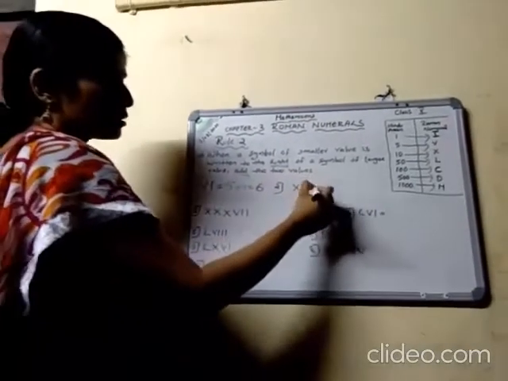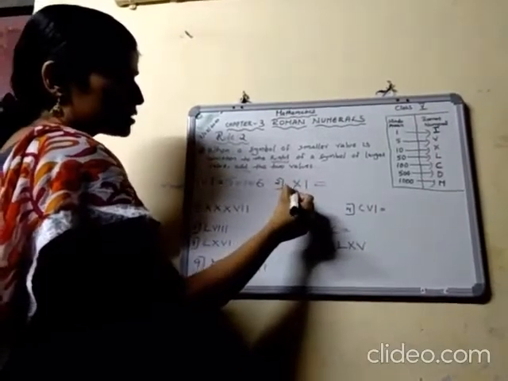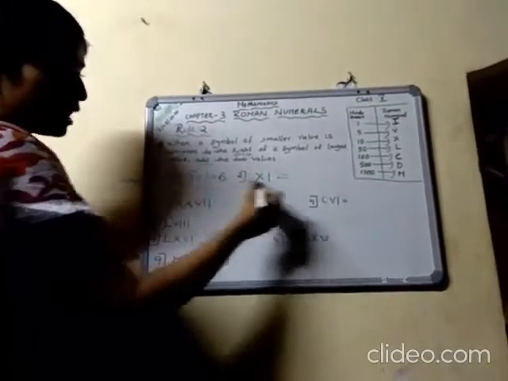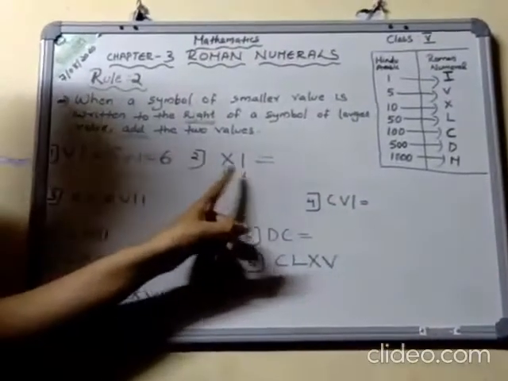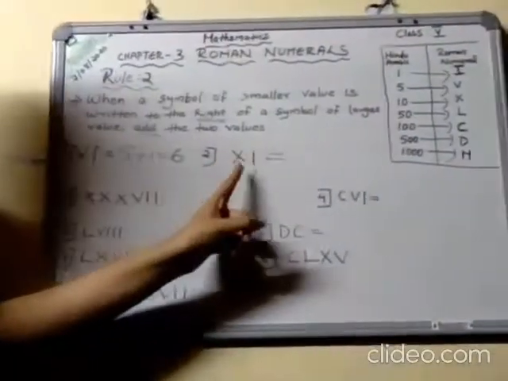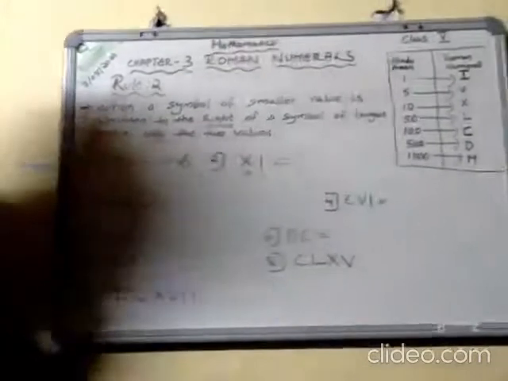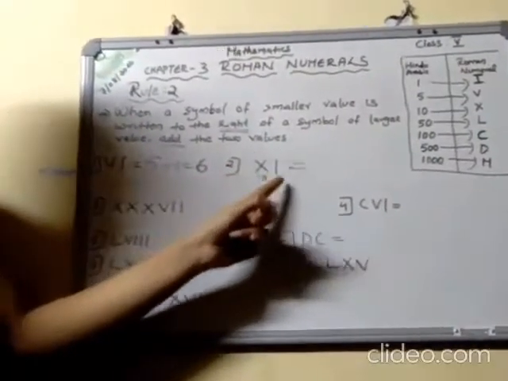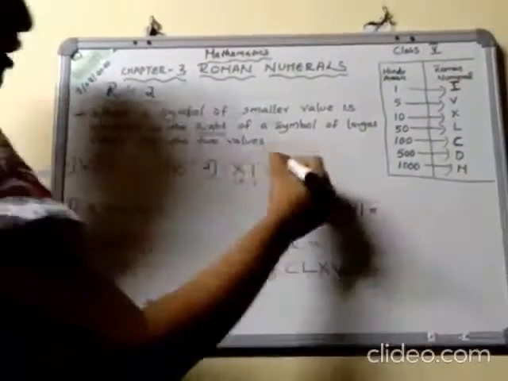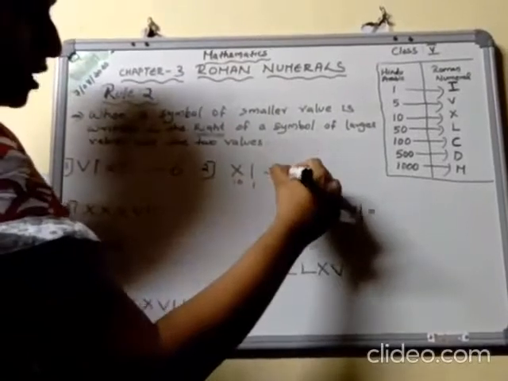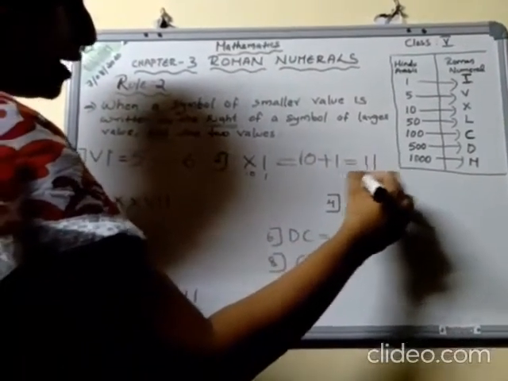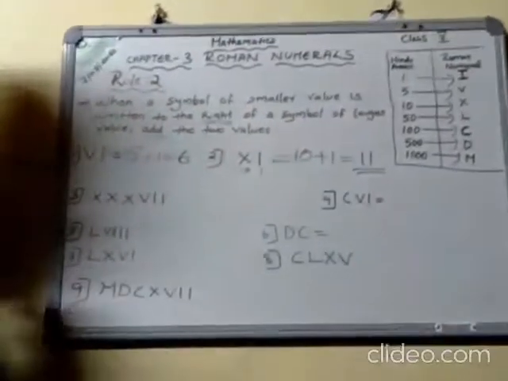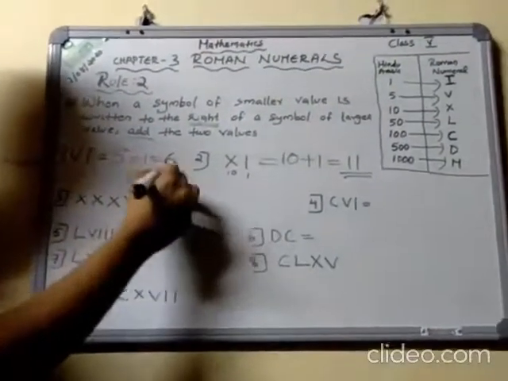Now let us see the second question. This is the representation of 10 and this is the representation of 1. And 1 is smaller than 10 and 1 is placed to the right side of 10. So what does this Roman letter represent? We can add. What will be the value? 10 plus 1 equal to 11. This is the Roman letter representation of 11.